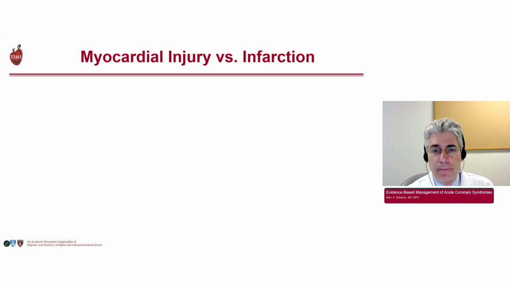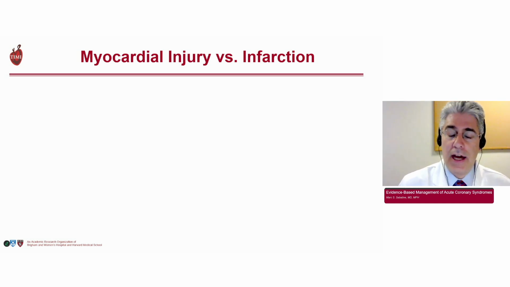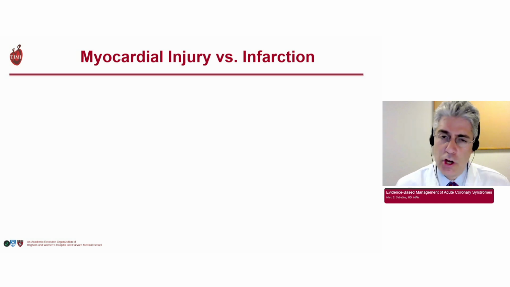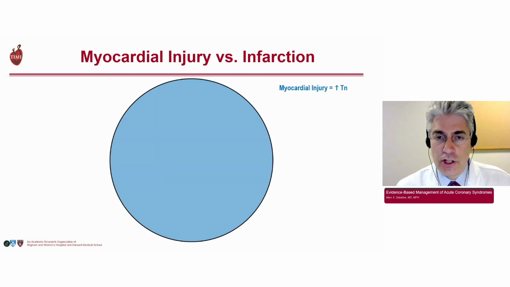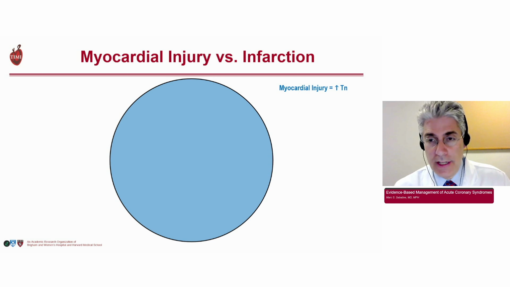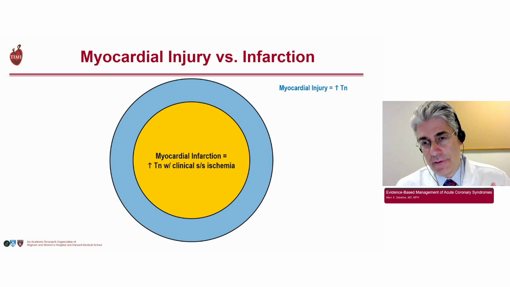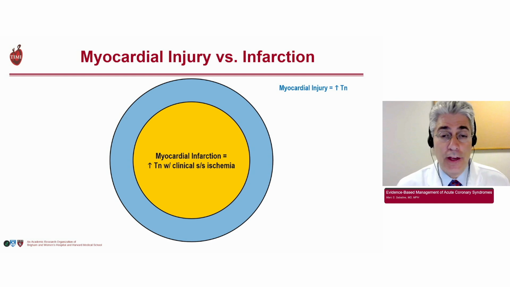Let's also level set in terms of terminology. And this is actually quite important on the inpatient services in the hospital, where patients are coming in with a variety of different comorbidities. Let's talk about the difference between myocardial injury versus infarction. Myocardial injury is simply defined as an elevated troponin. That's injury. That's the definition for it. Within that universe of myocardial injury is myocardial infarction. That is an elevated troponin and clinical signs or symptoms of ischemia.